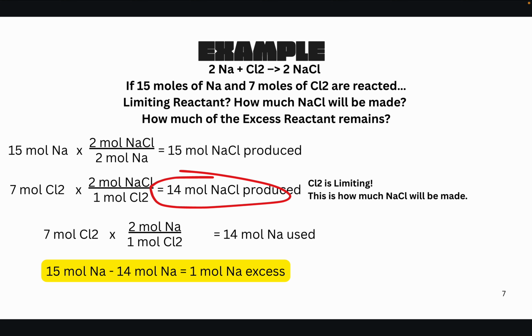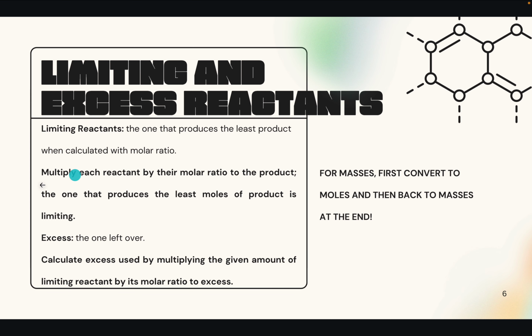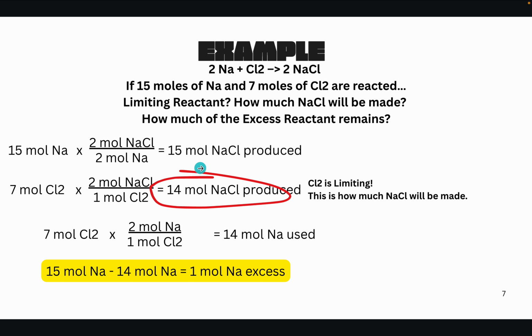Remember what I said here? Multiply each reactant by the molar ratio to the product. So we're going to do that. We are given 15 moles of Na, put that there. 7 moles of Cl2, put that there. Multiply each by the molar ratio to the product. So 2 moles NaCl on the top, 2 moles NaCl on the top for both of them. On the bottom, we want to get rid of each individual element.